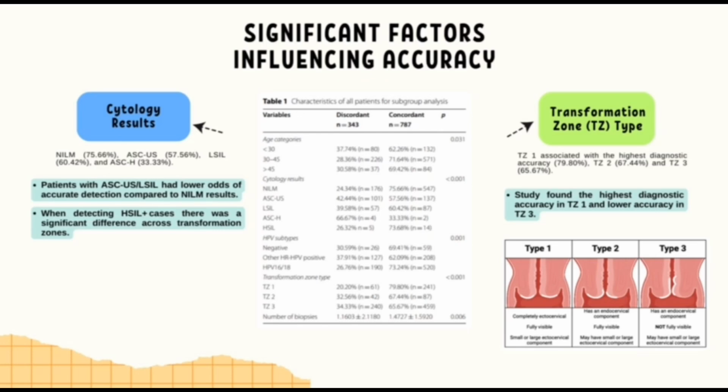The last significant factor influencing accuracy is the transformation zone. Studies have shown that diagnostic accuracy is highest in Transformation Zone 1, TZ1, and lower in Transformation Zone 3, TZ3, with stated results as follows in the picture given. Transformation Zone 1 represents the area where the entire transformation zone is visible, whereas in Transformation Zone 3, the upper limit of the transformation zone may not be fully visible, potentially leading to misleading results.